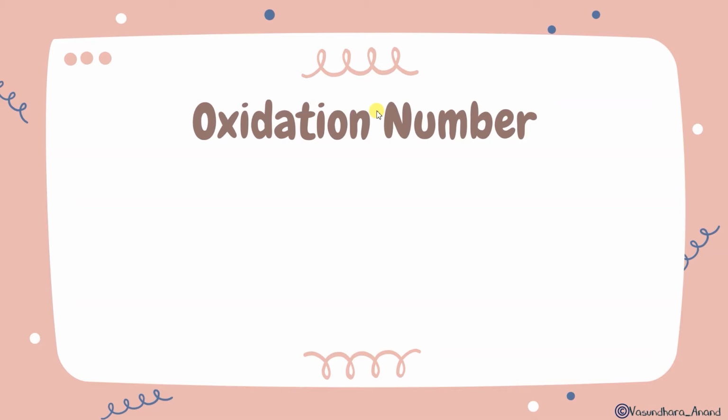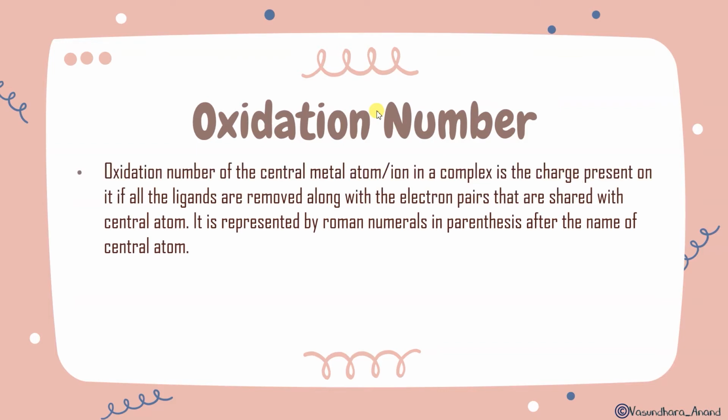About the oxidation number, we did it in class 11, so we have a little idea about it. The oxidation number of the central metal atom or ion in a complex is the charge present on it if all the ligands are removed along with the electron pairs that are shared with the central atom. If all the ligands are removed with their electron pairs, whatever charge is present on the metal atom will be considered the oxidation number. The definition will never be asked, it is just to know. Now it is represented by a Roman numeral.